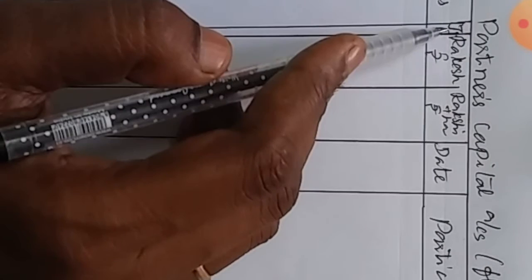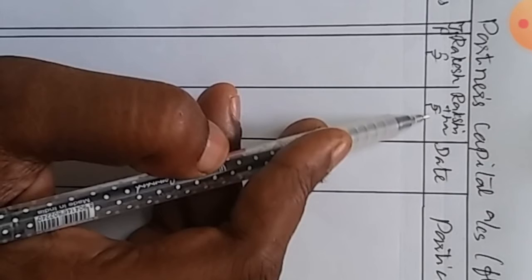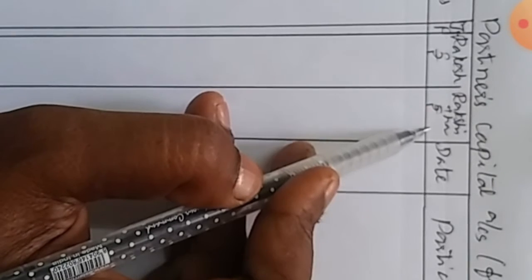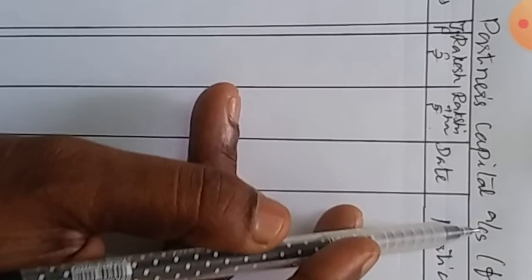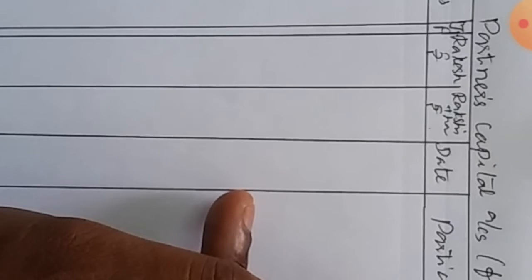We shall start the solution of the given problem. See here the table heading. I have written debit. Under debit: date, particulars, journal folio. For two partners, we have to create the columns, one for Rakesh, another one for Rakshita. And for credit: date, particulars, journal folio. For Rakesh one column, Rakshita another column. What is the heading? Partners' capital accounts. Under which method? Fluctuating capital method.